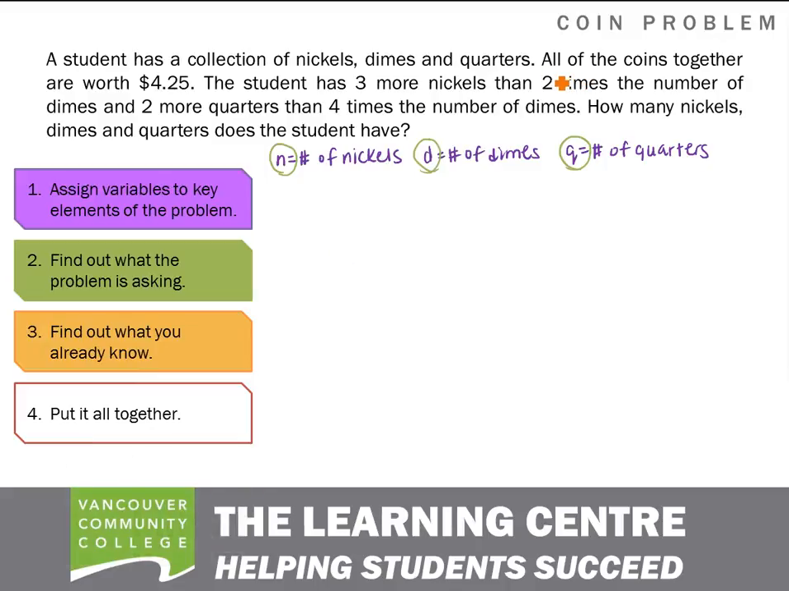We know that all of the coins together are worth $4.25. Since one nickel is worth 5 cents, or $0.05, the number of nickels, n, times the value of one nickel, $0.05, should give us the value of all the nickels. We can do the same thing to dimes and quarters, and that should give us the value of all of our coins, which the problem tells us is equal to $4.25.